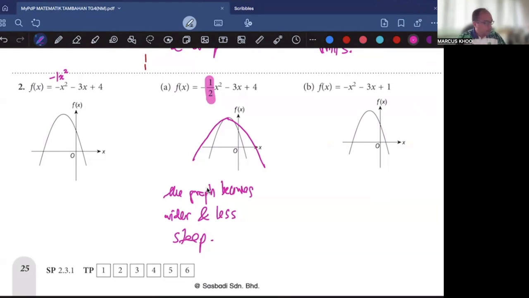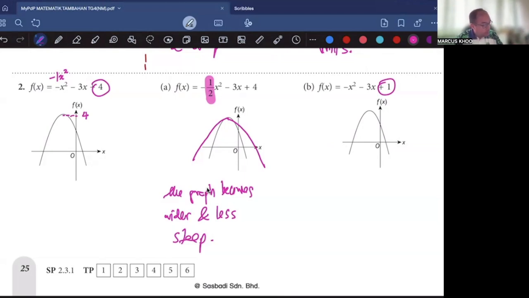Okay, now let's do question B. What is the difference? The difference is the +1 over here and the +4. +4 means this number on top here is 4. If it's +1, what happens? It moves down to 1 because it decreases. But everything else remains the same.